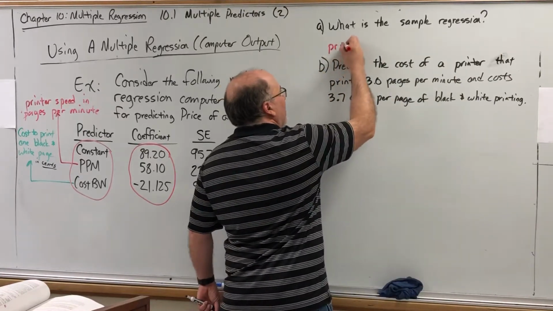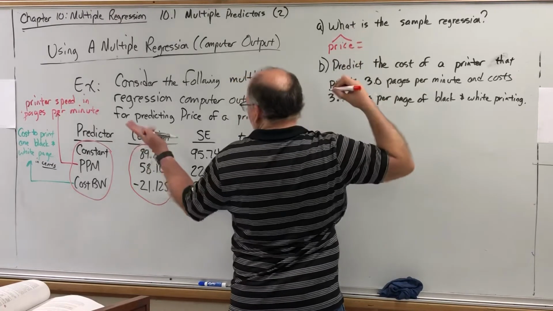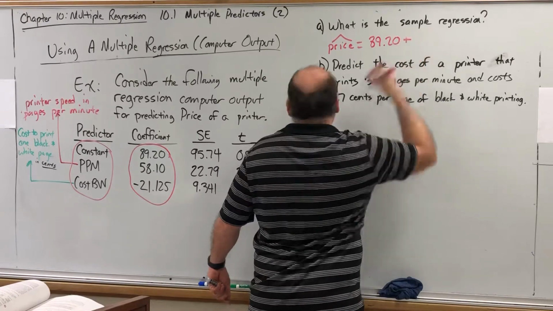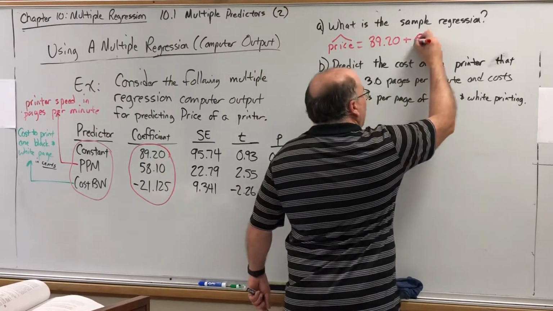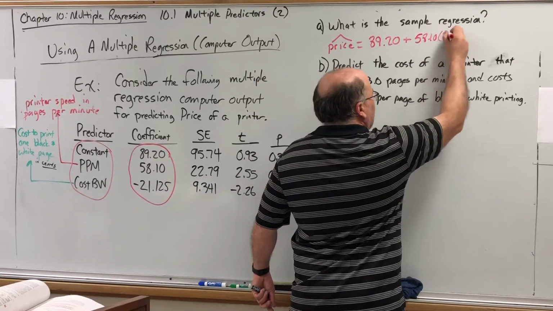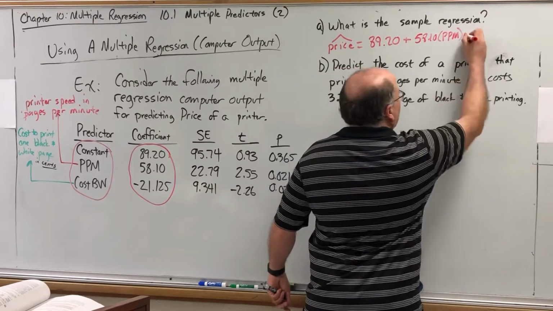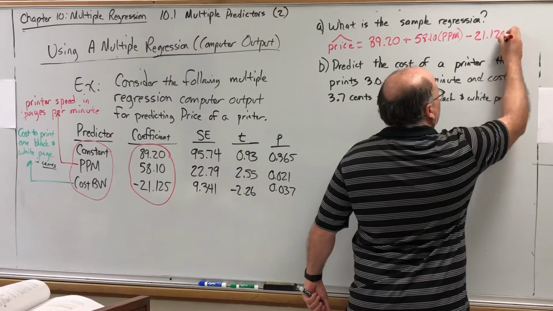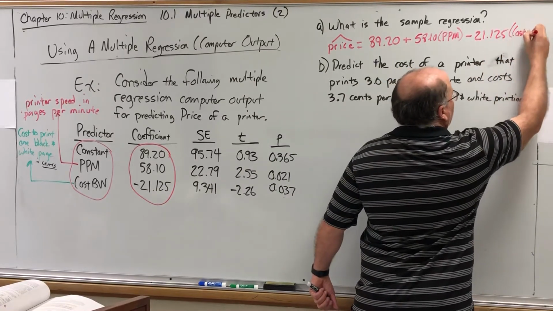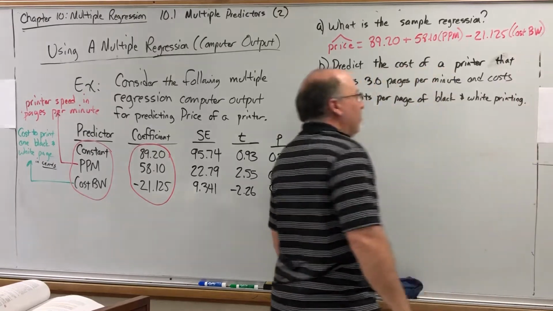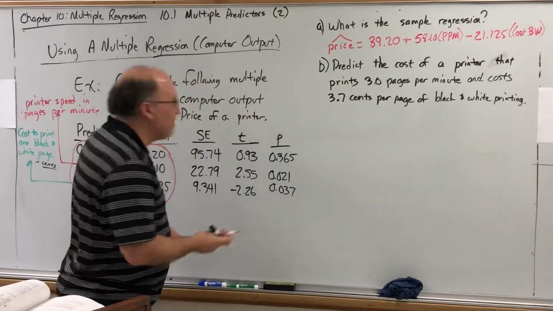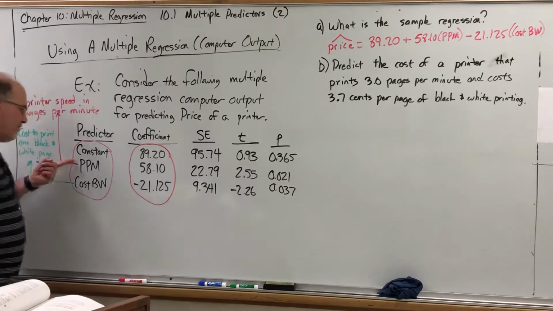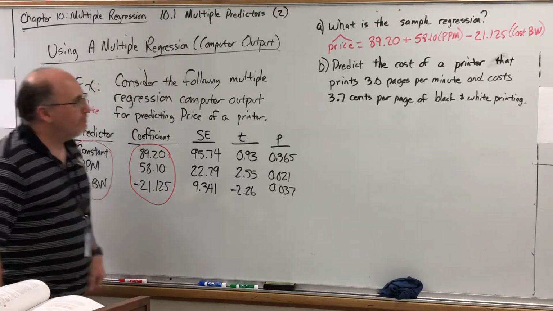So our predicted price is the intercept, 89.20, plus 58.10 times ppm, the printing speed, minus, because the coefficient is negative, 21.125 times the cost BW, cost to print a black and white page. So we can build the regression equation the same way as we did before. The only difference is we have more than one explanatory variable.